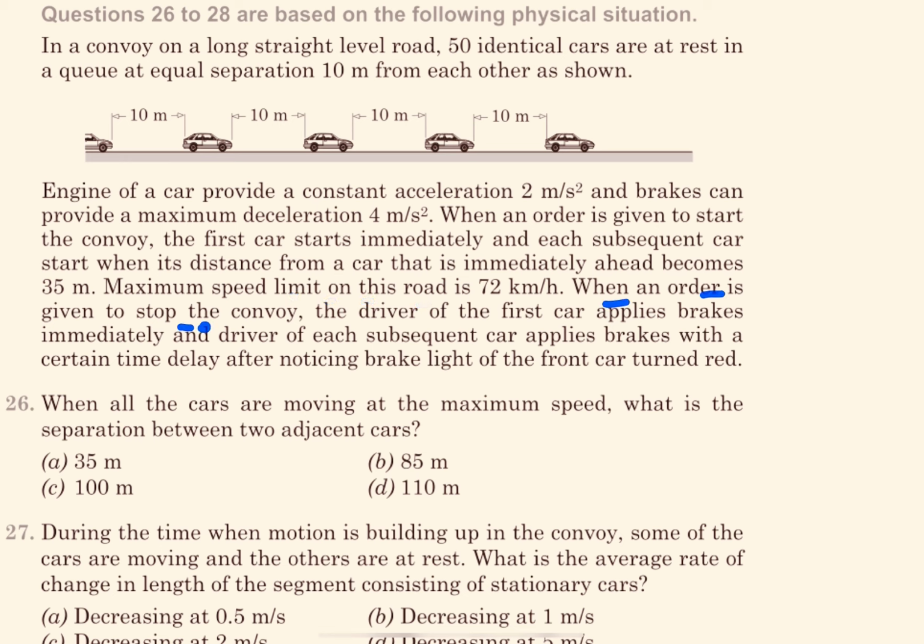When an order is given to stop the convoy, the driver of the first car applies brakes immediately and the driver of each subsequent car applies brakes with a certain time delay. The time delay is not given, after noticing the brake light of the front car turn red. When all the cars are moving at the maximum speed, what is the separation between two adjacent cars?